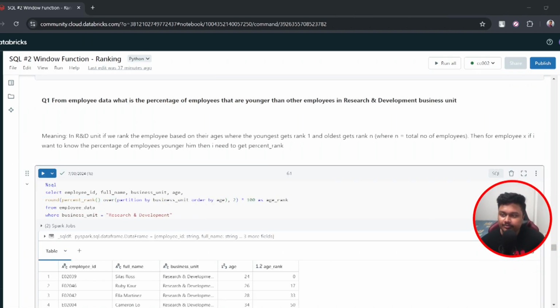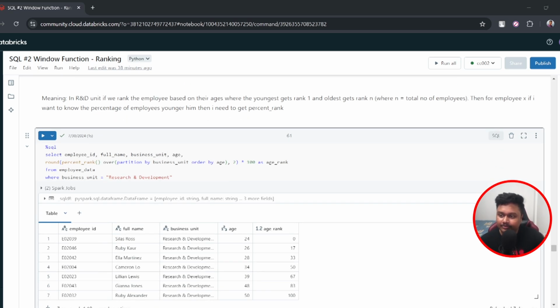Coming to the question: from employee data, what is the percentage of employees that are younger than other employees in the research and development business unit? What is the meaning of this question? In the R&D unit, if we rank the employees based on their ages, where the youngest gets rank 1 and the oldest gets rank n, where n is equal to the total number of employees, then for employee X, if I want to know the percentage of employees younger than him, I need to get the percent rank. So I think you understood what percent rank is used for.